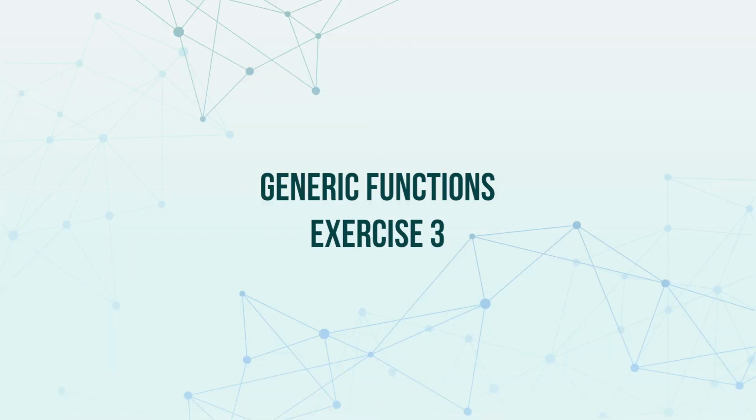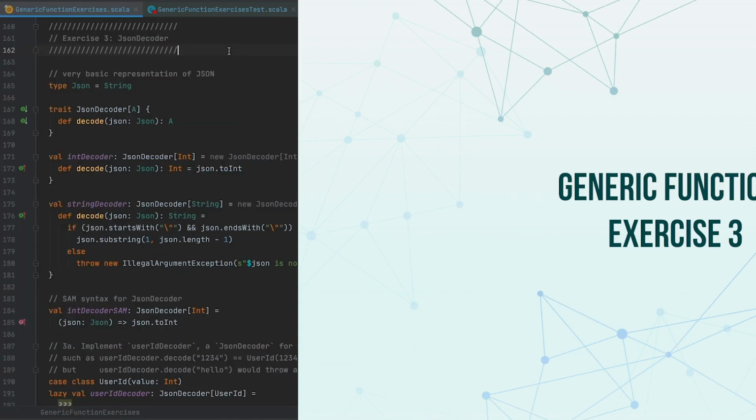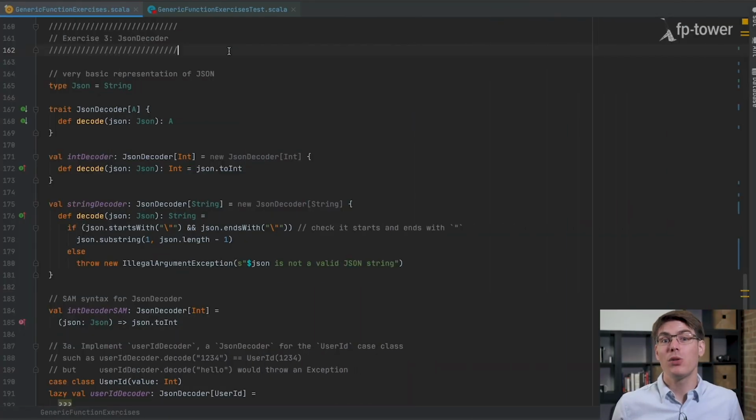Hi everyone! It's time to tackle the last exercise in this section, where we're going to play with JsonDecoder, which is a generic trait. This is the first time we'll be working with traits together. So far we have only implemented case classes and functions. So a trait is basically an interface where we can define abstract methods.